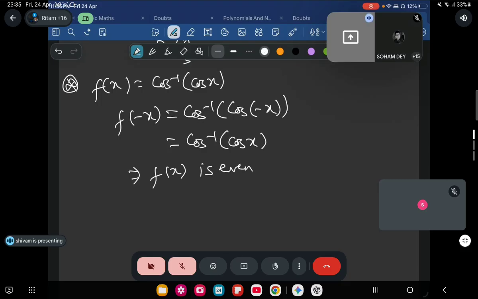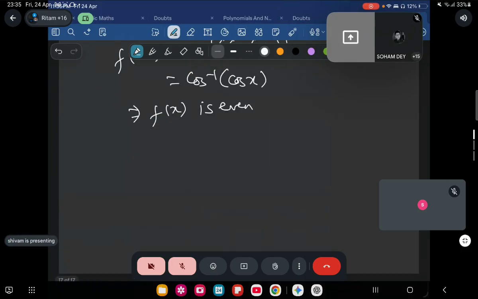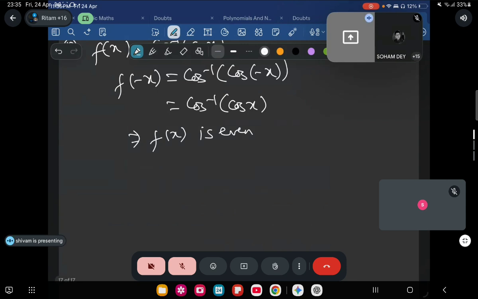It means whatever graph you draw on the right hand side, the same graph you have to draw on the left hand side of the y-axis. Okay, so let us start. What is the domain? Domain is all real. And what is the range of cos inverse cos of x? 0 to pi, right?